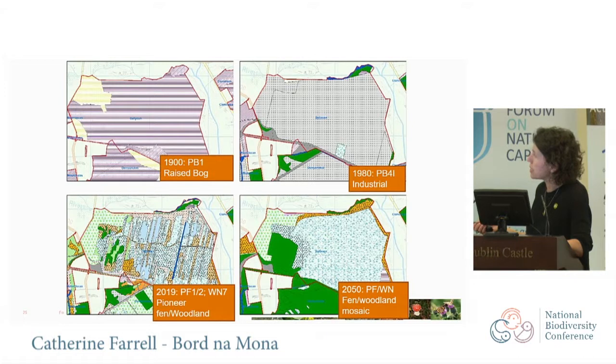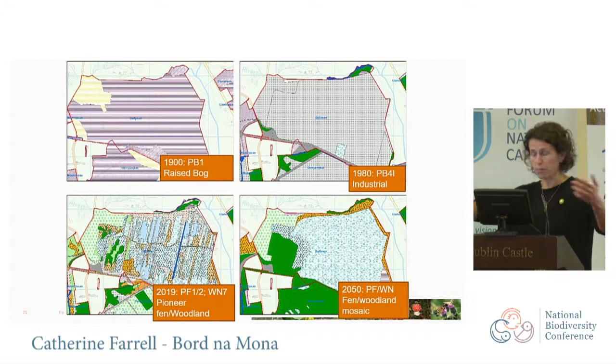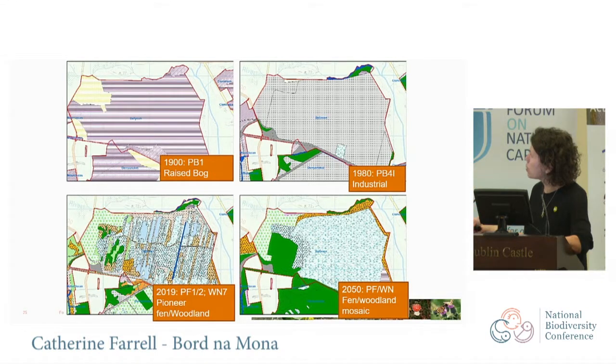So back in 1990, we're assuming that it was an active raised bog. There was probably a little bit of fen up here in the corner based on the 1830 series map. So we flash forward, and Bord na Móna did what it's really good at in terms of developing the peatland, bare peat. So we have now a bare peat. So this is PB4I, which is the addition to the PB4 classification.